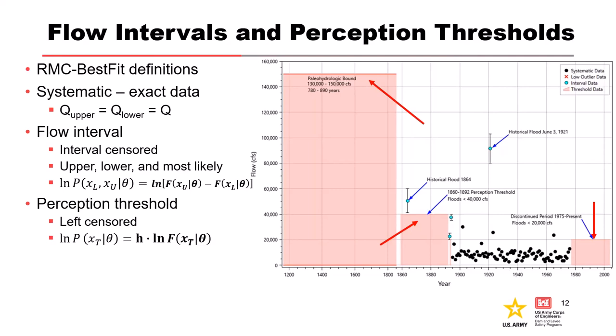However, you need to think about them a little bit differently in best fit. In best fit, you're just entering a single value to represent that perception threshold. It's just the flow value that defines the top of the red area, okay? That flow value represents the flow at which, if a flood had occurred, it would have exceeded that threshold flow and been recorded. Therefore, the perception threshold is an upper bound with the lower bound equal to zero. But it's automatically equal to zero. You don't have to input that into the software. So the shaded reddish area reflects that any flood event in that period would range from zero up to that perception threshold value.